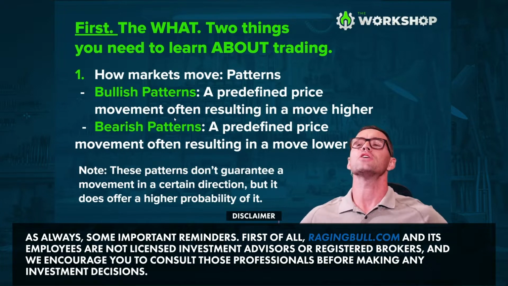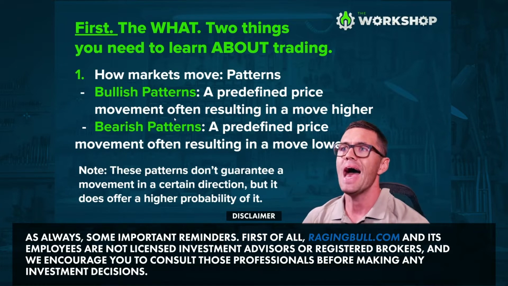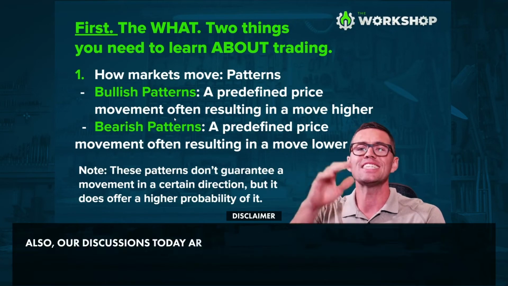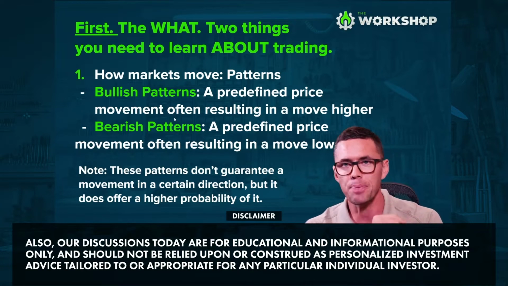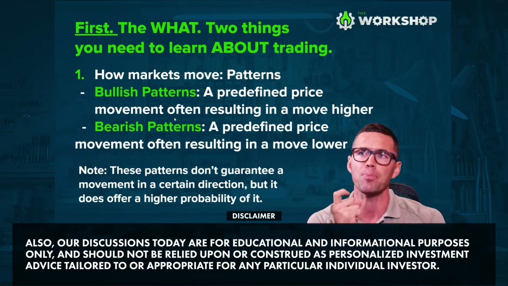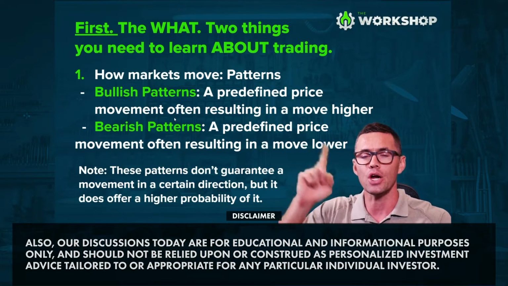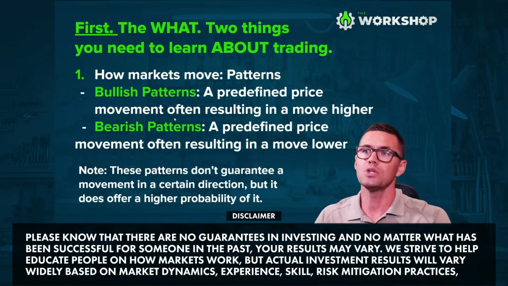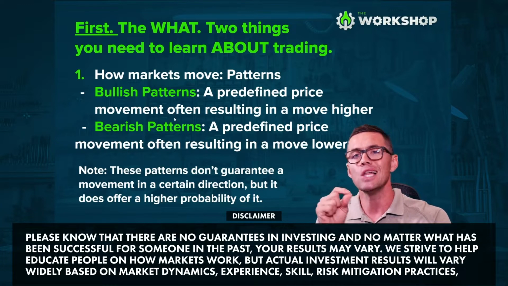First, two things you need to learn about trading. How markets move. How do markets move? They move in trends, they move in cycles, and they move in patterns. Two types of patterns I want to talk about. One is a bullish pattern. This is a predefined price movement that often results in a move higher in price. Then there's a bearish pattern, which is a predefined price movement, often resulting in a move lower.